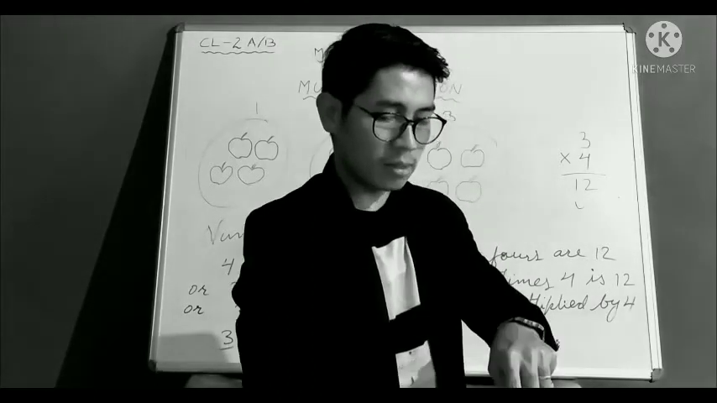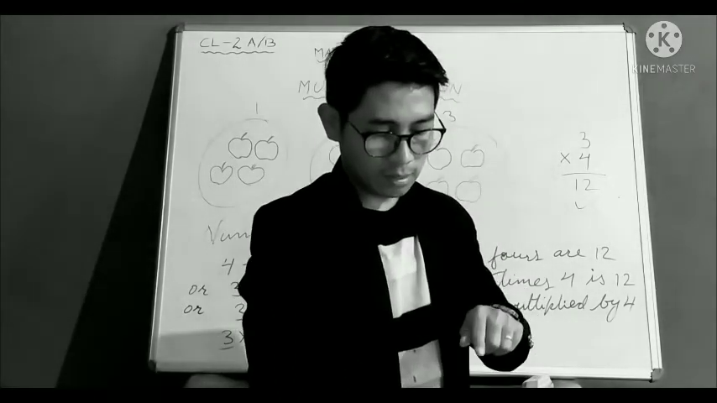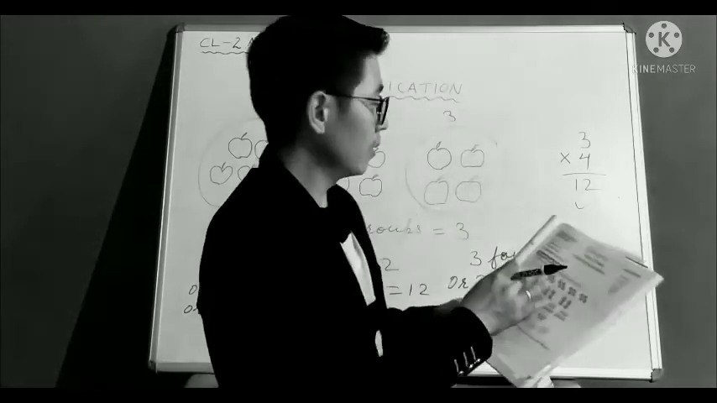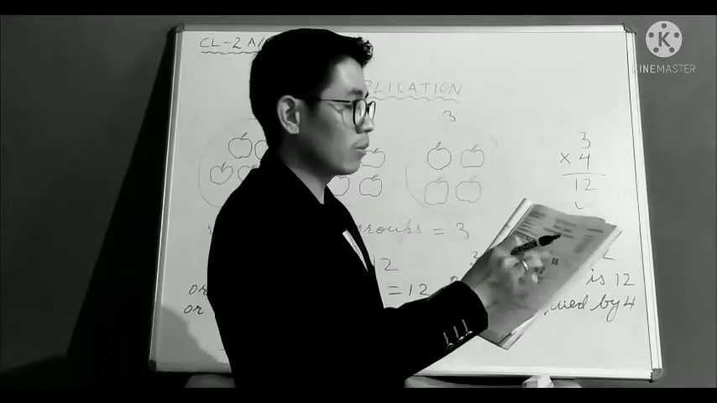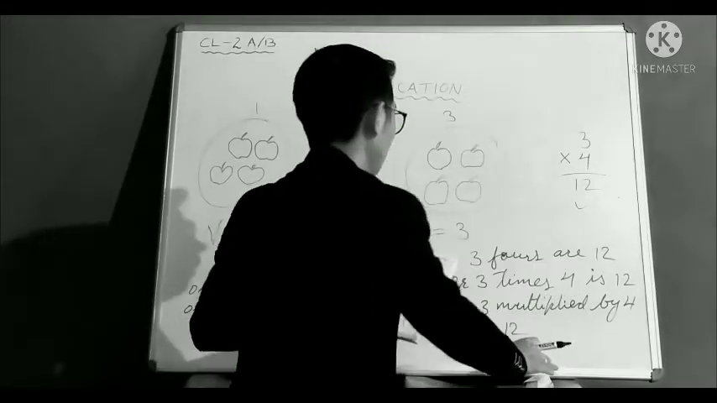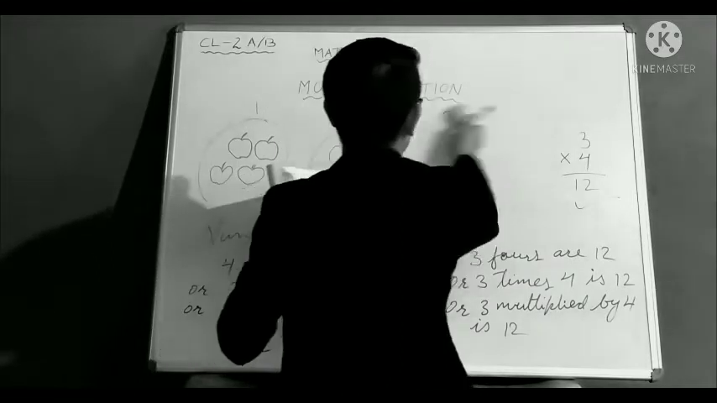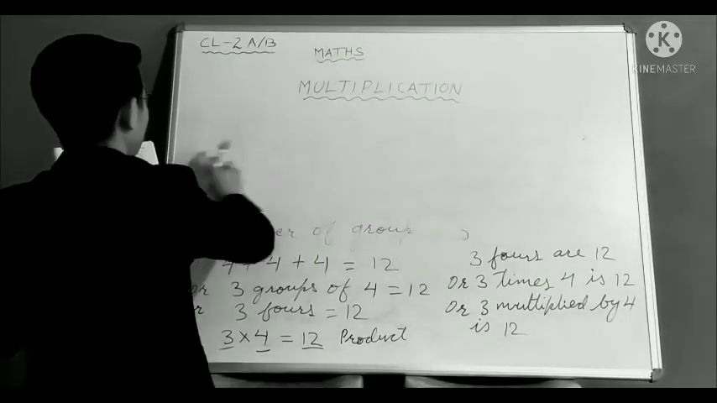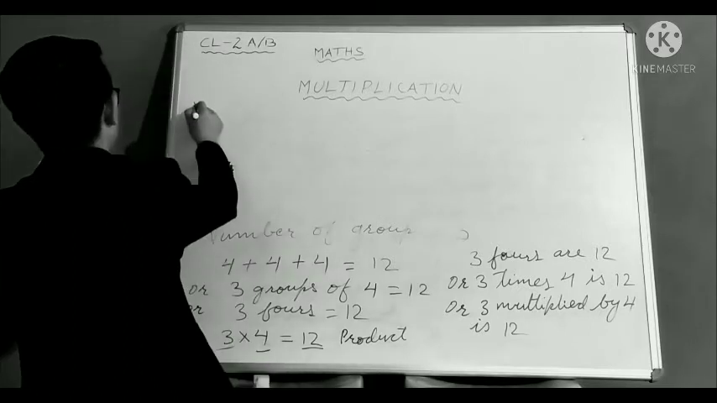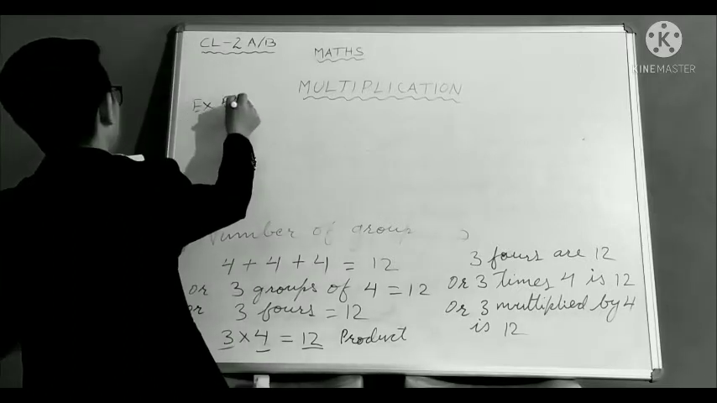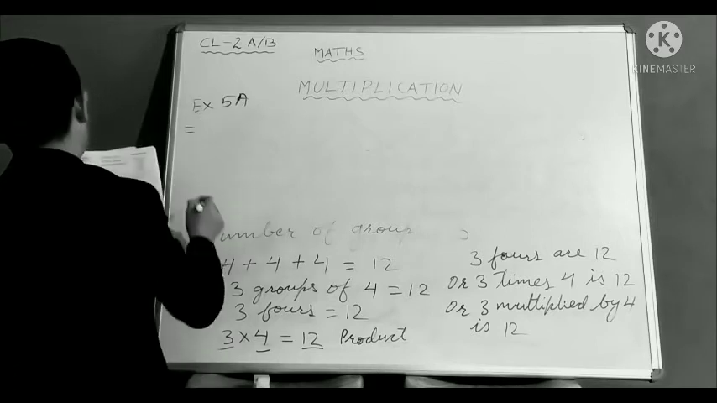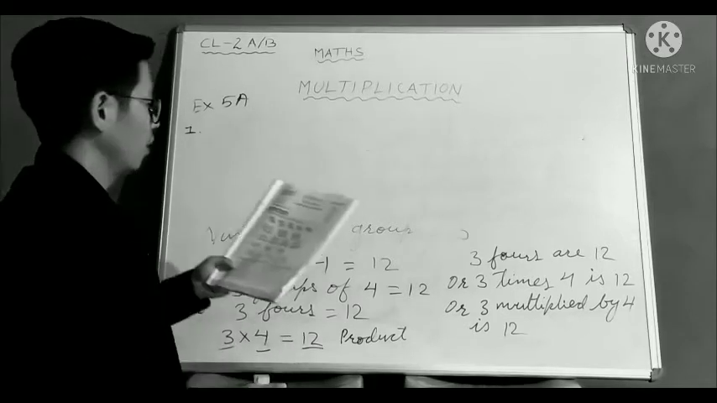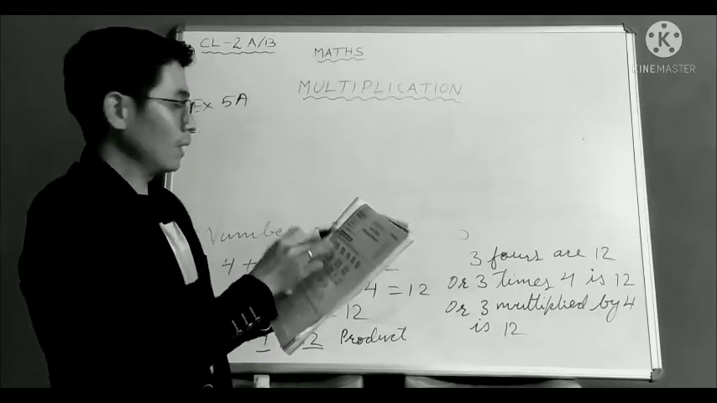And this exercise 5a is very easy. Just count, it's the same. Just count the number of groups. Okay, so let me do the first number. This is exercise 5a, number 1. First a.